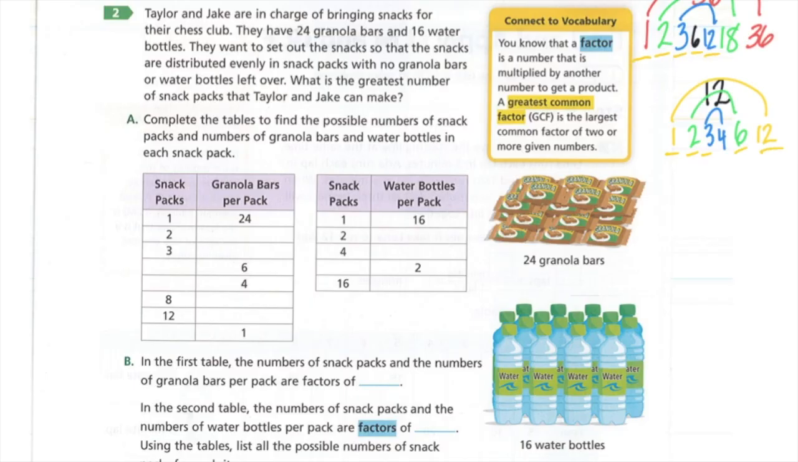There's plenty of common factors here, but remember we want the greatest common factor. So the one that is the biggest that they have in common is 12. So the GCF would be 12. So you have a quick review before we jump into the word problems.